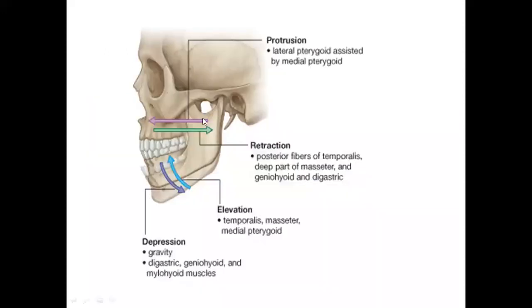See here, the diagram is showing protraction. The forward movement is by the lateral pterygoid assisted by the medial pterygoid. Whereas retraction, the reverse, is by the posterior fibers of temporalis and the deeper part of the masseter, and also geniohyoid and digastric muscles. Whereas elevation, closing, is by the temporalis, masseter and medial pterygoid muscles. Whereas the opening of the mouth, that is depression, is by gravity, digastric and the mylohyoid muscles.